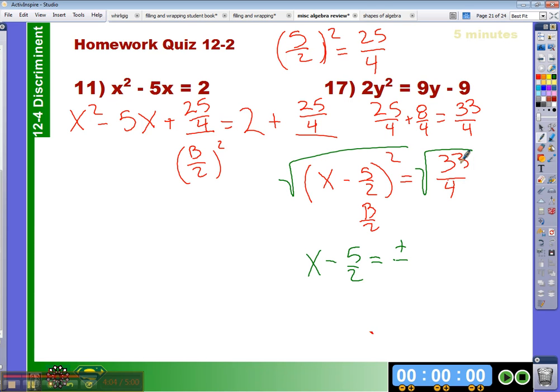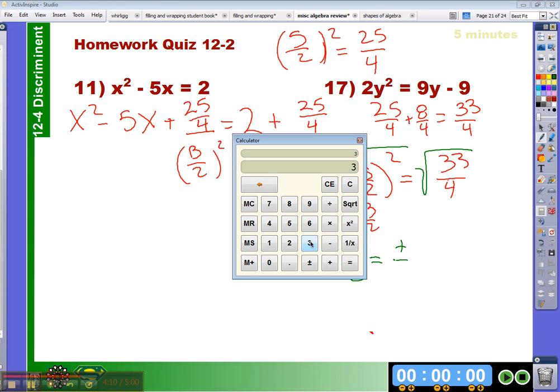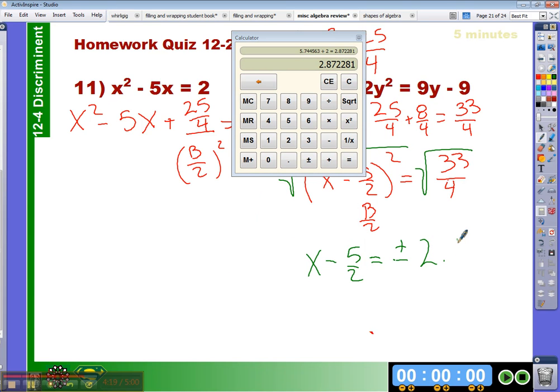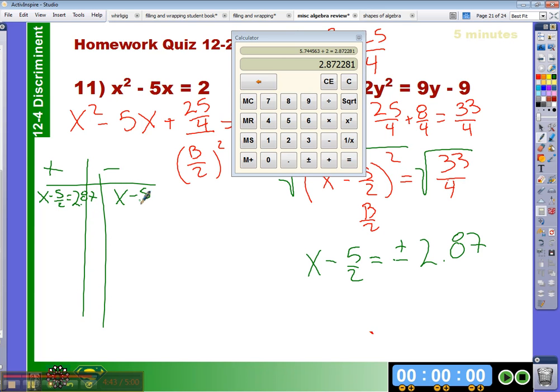So let's just go ahead and do the square root of 33 divided by 2, because the square root of 4 is 2. And we get plus or minus 2.87. So now I'm going to have to work in positive and negative land. So positive land, negative land. So we have x minus 5 over 2 is equal to positive 2.87. I should have planned ahead. And in negative world, I have x minus 5 over 2 is equal to negative 2.87.